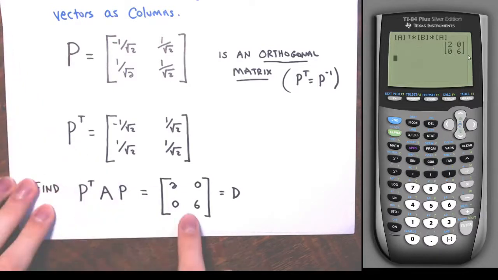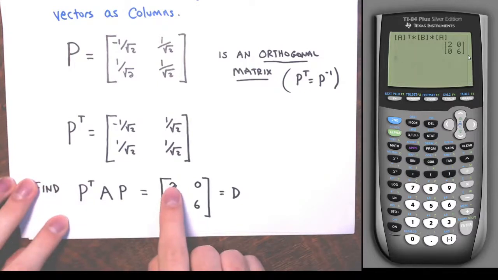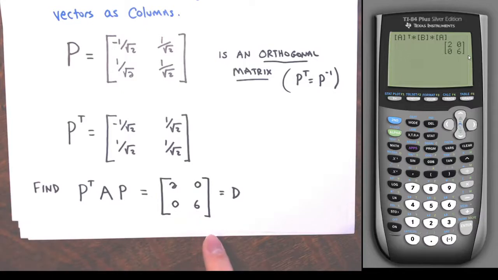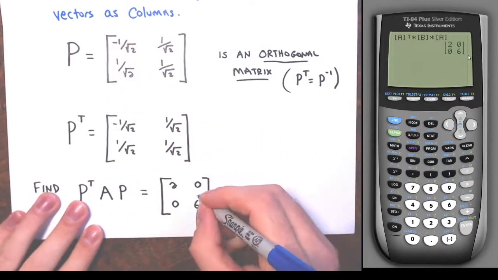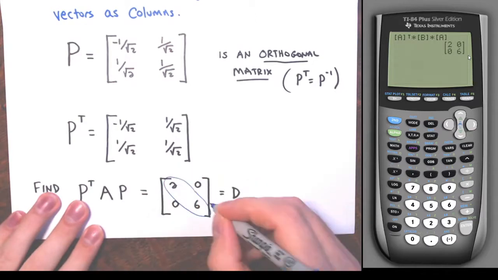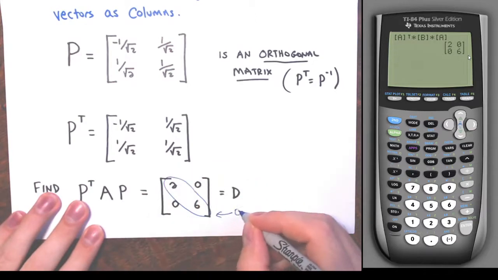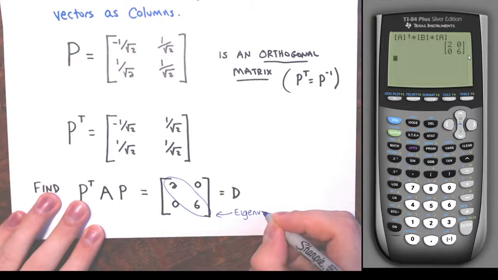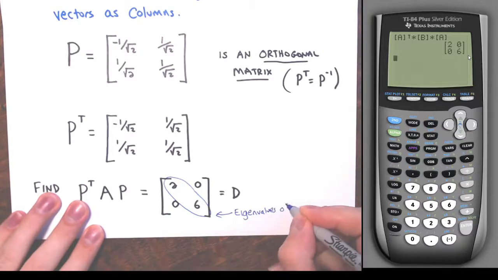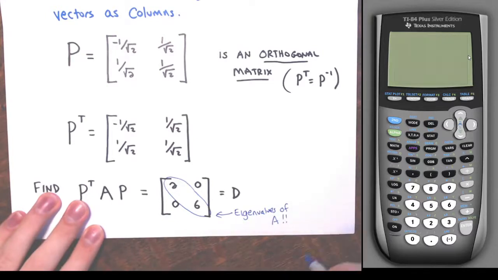2, 0, 0, 6, as we expected. Right, and then again down the main diagonal are the eigenvalues of A in the order that the columns of P come in. Right, so again down the main diagonal, these are the eigenvalues of A. Wonderful.